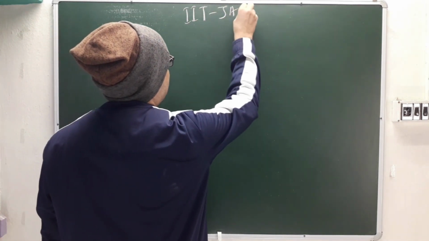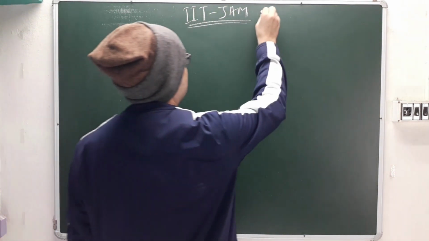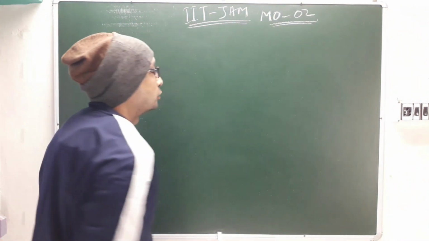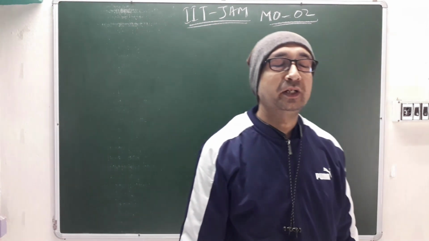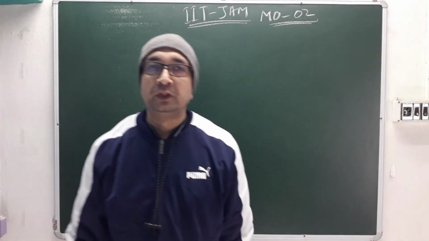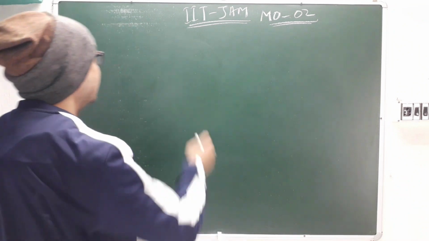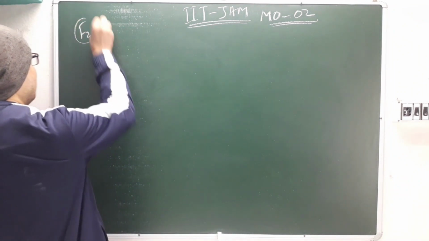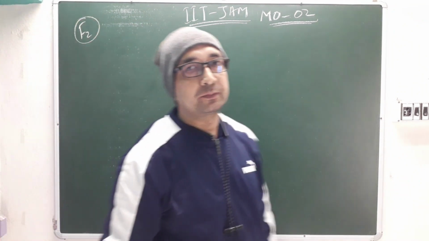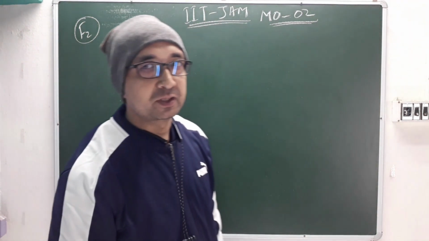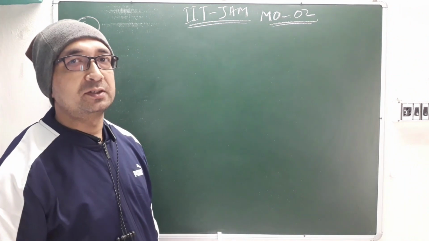This is a continuation of molecular orbital diagram part 2. Yesterday we discussed homonuclear diatomic molecules. One is left, that is fluorine. I guess you have done that one, so we will do it, then continue to the heteronuclear diatomic and then polyatomic. After that we will take the questions from previous year JAM.